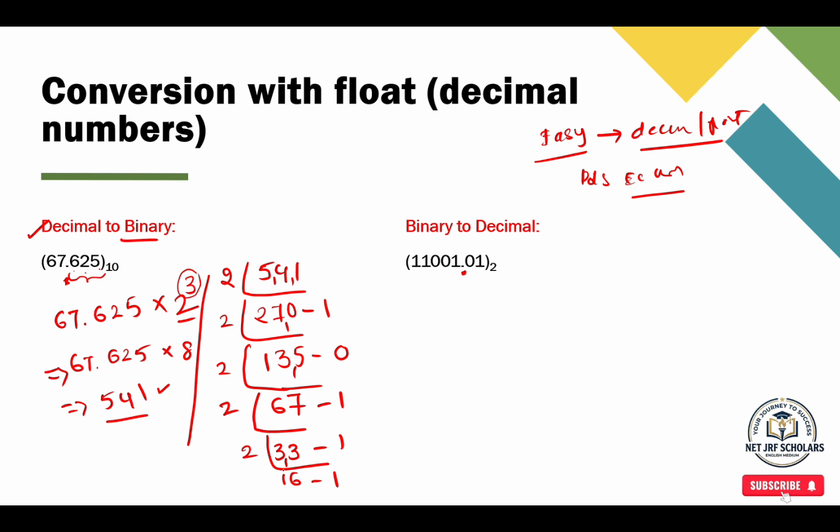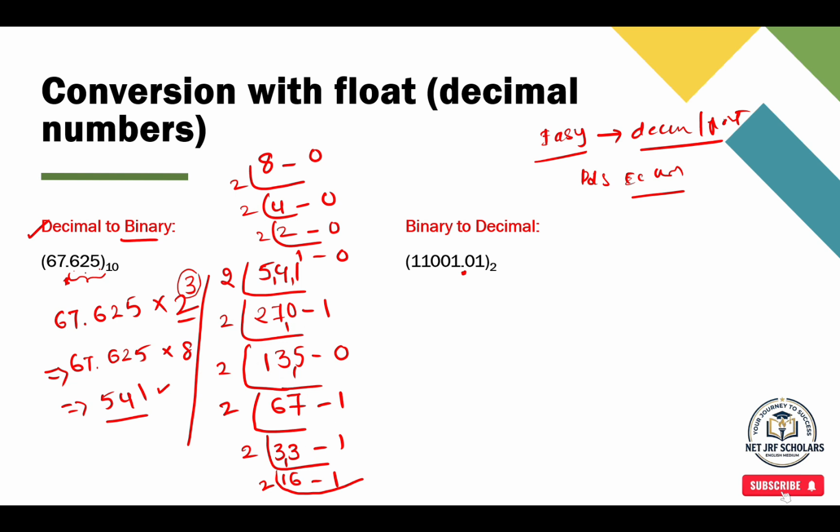Okay, next 2 8s are, we'll get the remainder 0. Next 2 4s are, we'll get the remainder 0. Next 2 2s are, we'll get the remainder 0. Next 2 1s are, we'll get the remainder 0.